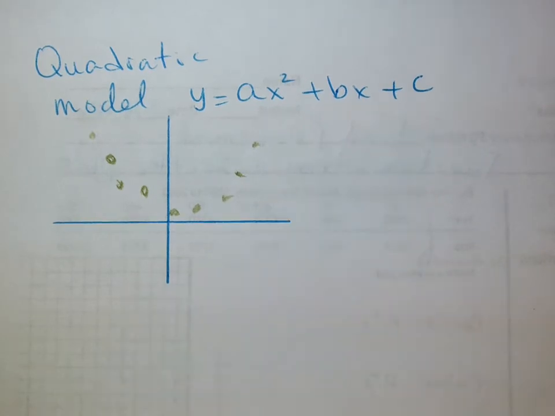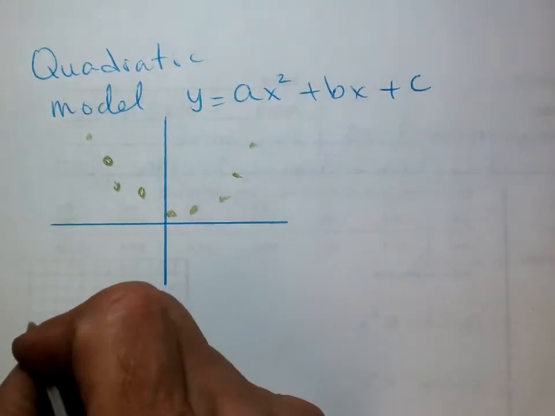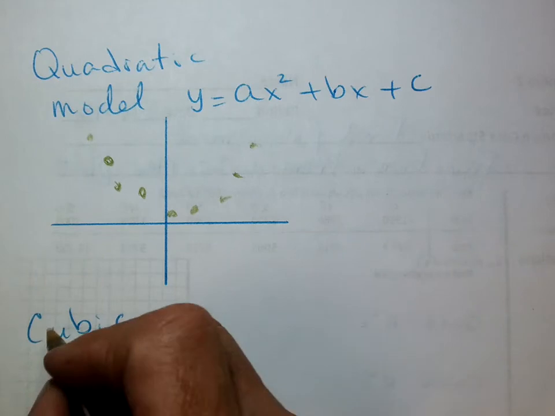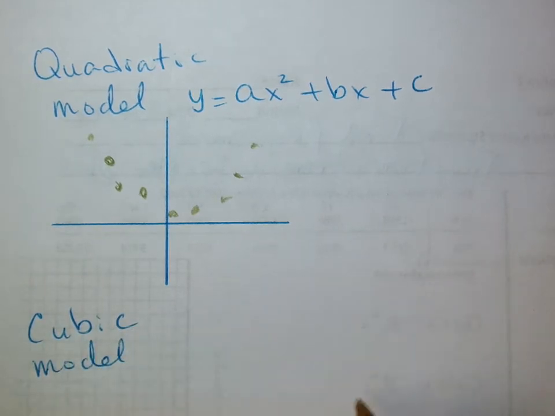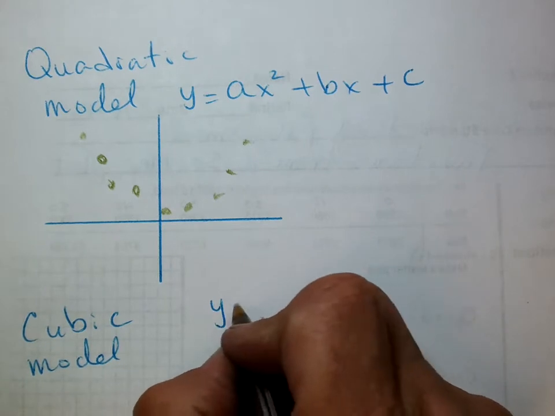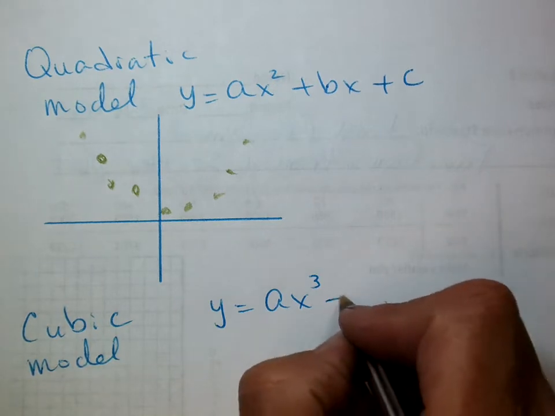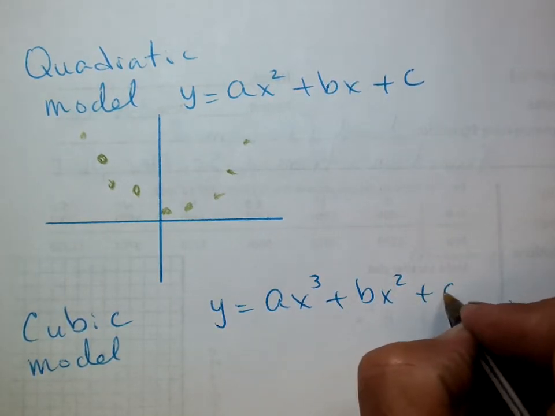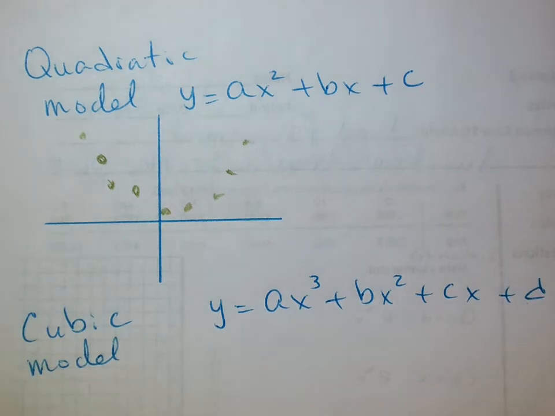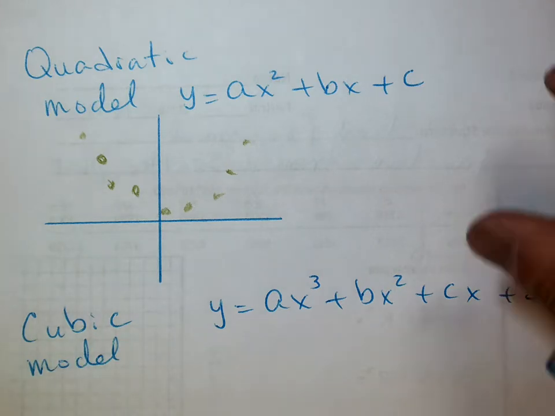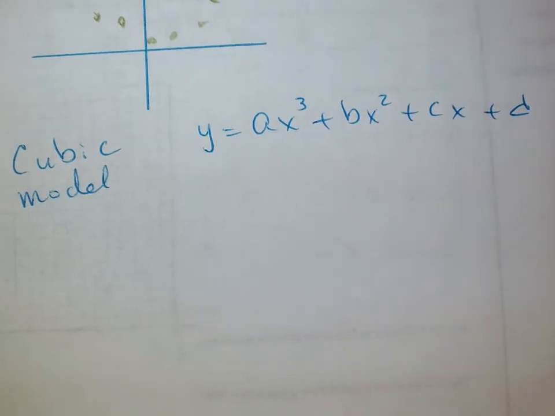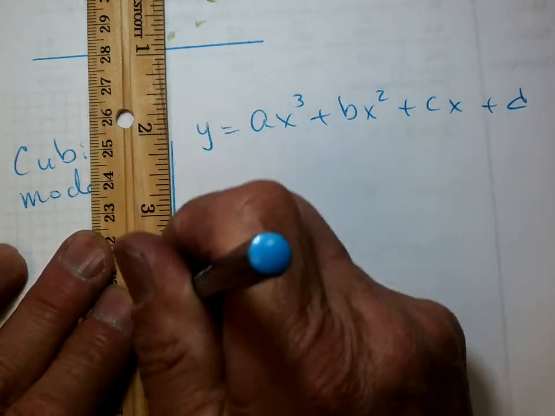You guys see that? Okay, now the other one is if we had a cubic. A cubic model. And the cubic model is going to be some y equals some ax cubed, plus some bx squared plus cx plus d, where a, b, c, and d are just numbers, and the calculator is going to give us the numbers, okay? Now, a cubic model might look something like this, okay?